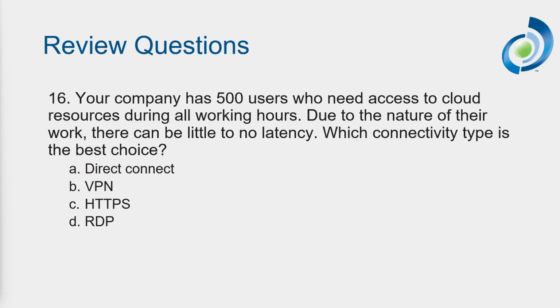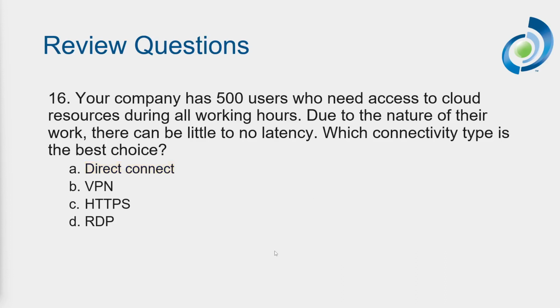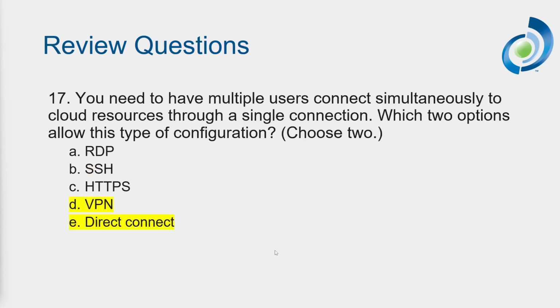Your company has 500 users who need to access cloud resources during all working hours. Due to the nature of their work, there can be little or no latency. Which connectivity type is the best choice? Remember, this is direct connect. This is connecting your data center directly to the cloud provider. You need to have multiple users connect simultaneously to cloud resources through a single connection. Which two options allow this type of configuration? Select two. Well, this would be, whoops, sorry, I went down too far. This would be your VPN and direct connect.